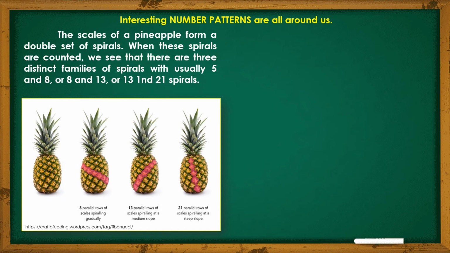Para sa mga huling examples ng mga situations, problems involving sequences, let's get to know more of this. Interesting number patterns are all around us. Do you agree? The scales of a pineapple form a double set of spirals. When these spirals are counted, we see that there are 3 distinct families of spirals with usually 5 and 8, or 8 and 13, or 13 and 21 spirals. So sa pinya, may pattern. May 8, may 13, may 21.